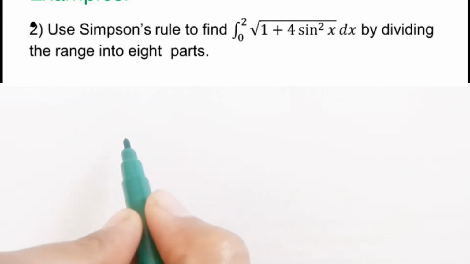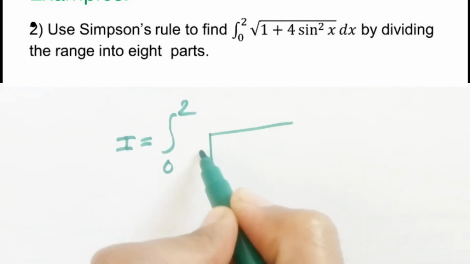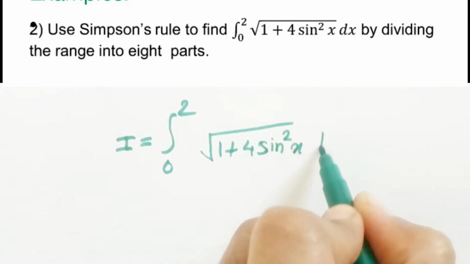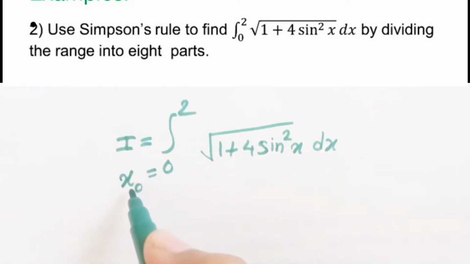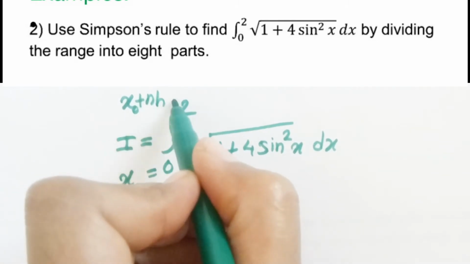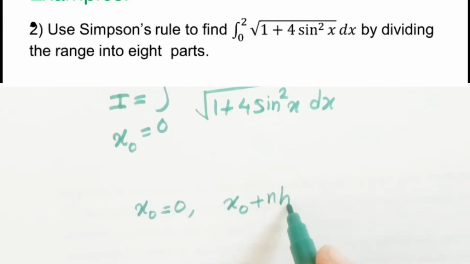From the question we want to find I equals the integral from 0 to 2 of the square root of 1 plus 4 sine square x dx. From this, the integral starts from 0, which is the initial term x0 equals 0, up to the last term x0 plus nh equals 2. So the given terms are x0 equals 0, x0 plus nh equals 2, and we also have given n equals 8.